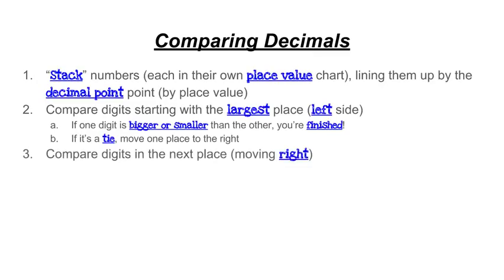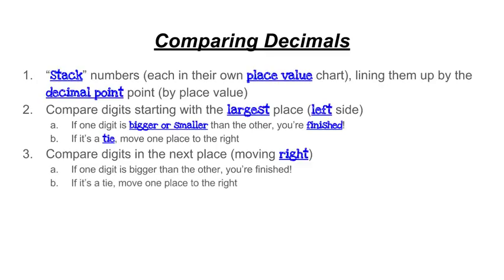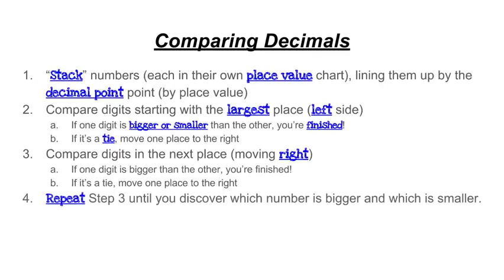Step 3. Compare the digits in the next place, moving right across your numbers. Again, if one digit is bigger than the other, you're finished. If it's a tie, move one place to the right. Step 4. Repeat step 3 until you discover which number is bigger and which is smaller.